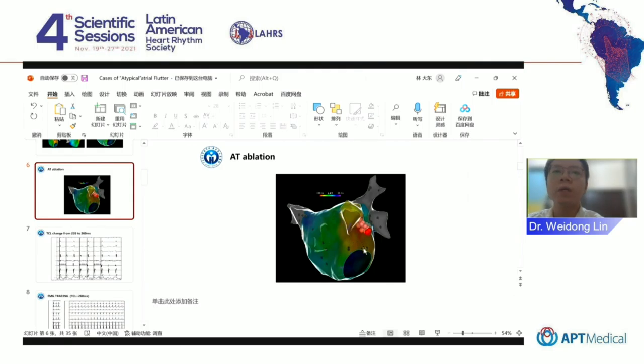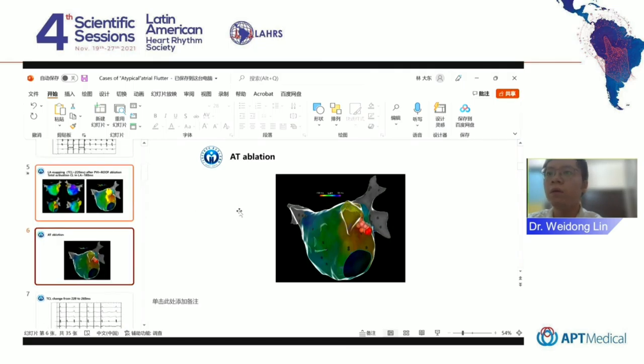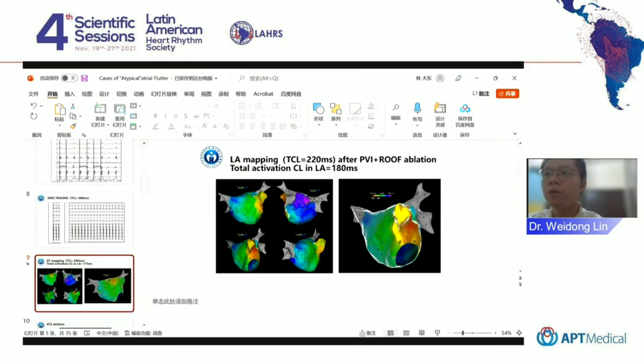That is why, because the anatomy of the vein of Marshall has so many branches around the left atrial appendage. So you apply here, the activation goes through another branch, and then the earliest site is here. Okay. And changes to here.